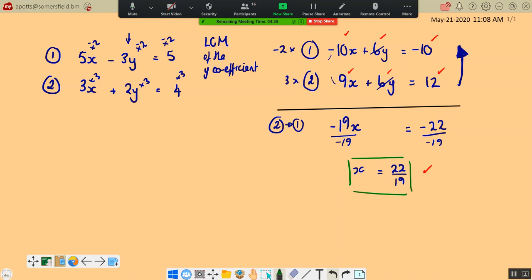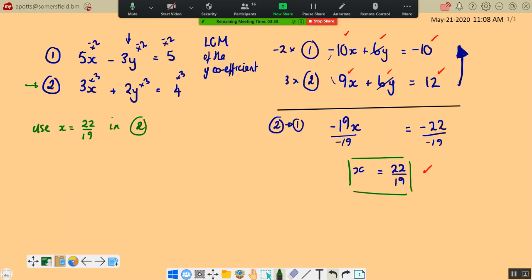What we didn't do in the previous one is find the y value. Now let's do this because it's going to be a tricky one because of the fraction. So I'm going to use that. I'm going to use x equals 22 over 19 in equation number 2 just because I like the look of it. Okay, I could use these, I could use these. It's completely up to whatever you want to do. All right, but let's do it.